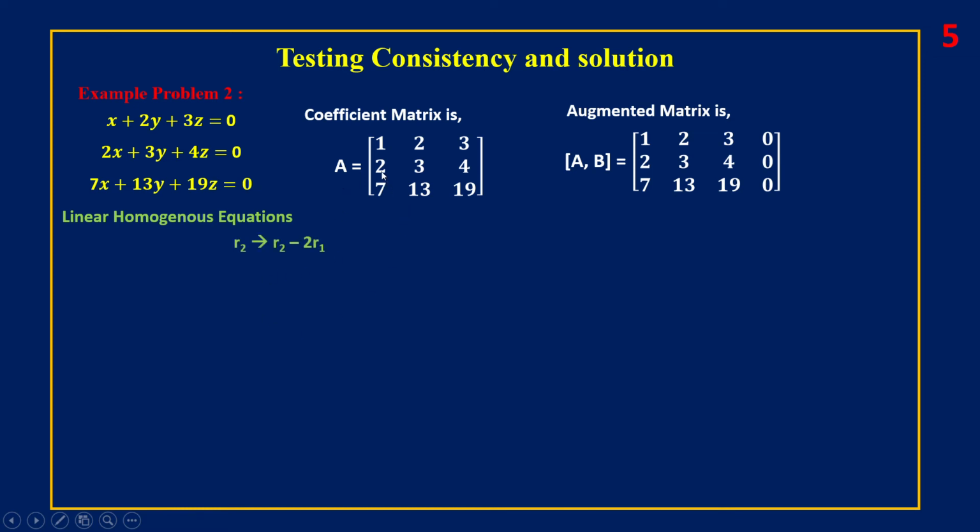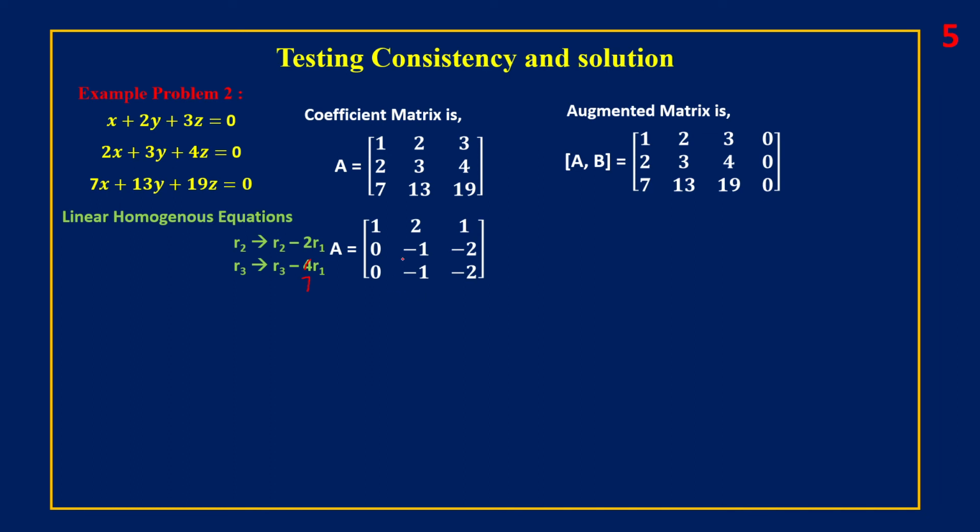So let me make this element 0 and this element 0. If we want to make this element 0, then row 2 minus 2 into row 1. And to make this element 0, row 3 minus 7 into row 1. Okay, 7 into row 1. Here this is 7, wrongly typed. Okay.